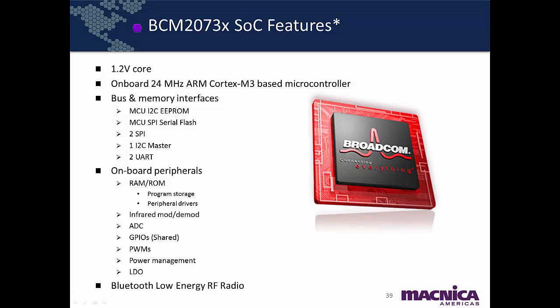Here are the highlights of the SoC device. It's a 1.2 volt core. The processor is a Cortex M3 microcontroller with its own EEPROM and serial flash interfaces. There are multiple SPI and UART interfaces, as well as an I2C master. In addition to the microcontroller interfaces, there are on-board peripherals such as RAM and ROM, an analog to digital converter, GPIOs, PWMs, even an LDO. The most important part of this SoC is the Bluetooth Low Energy RF radio.